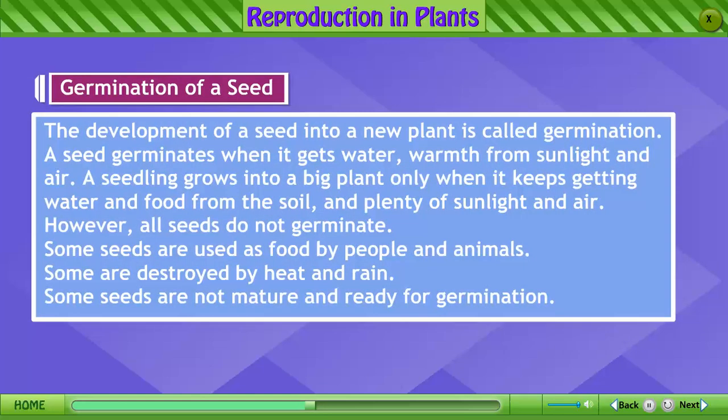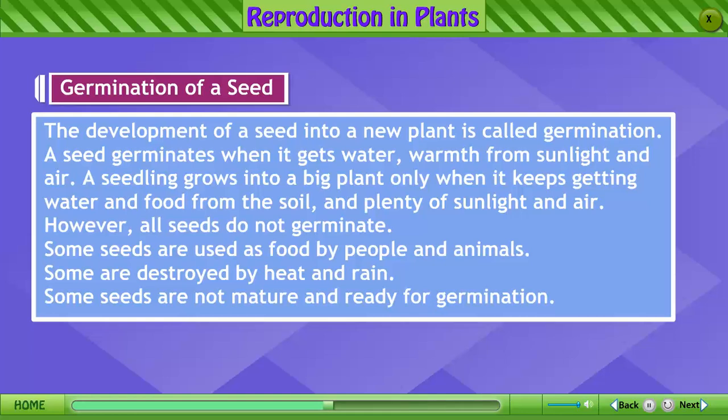Germination of a seed. The development of a seed into a new plant is called germination. A seed germinates when it gets water, warmth from sunlight and air. A seedling grows into a big plant only when it keeps getting water and food from the soil and plenty of sunlight and air. However, all seeds do not germinate.